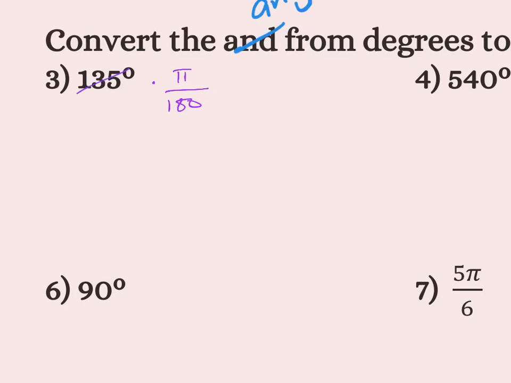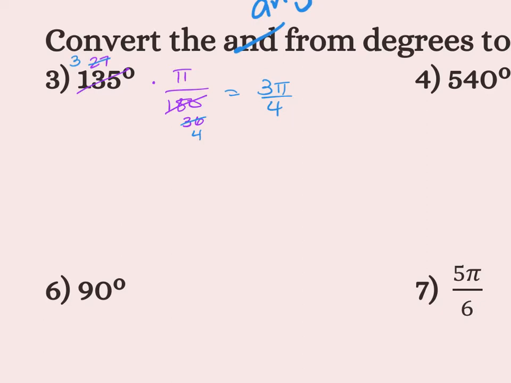I can go 5 into this 27 times. I can go 5 into this 36 times. Can I reduce those again? 27 and 36, yeah, by what? 9 can go 3 and 4. And I get 3 pi over 4.